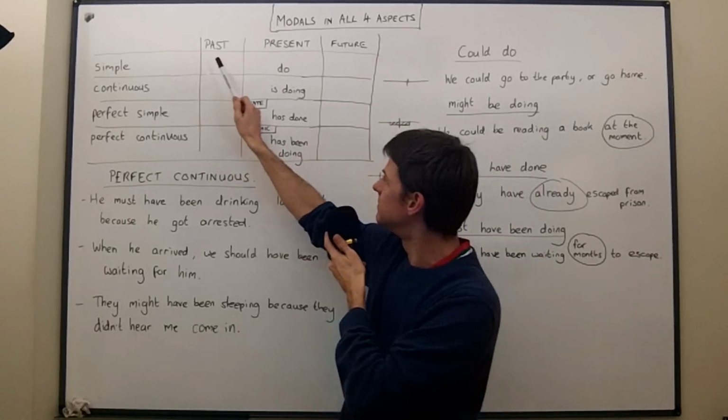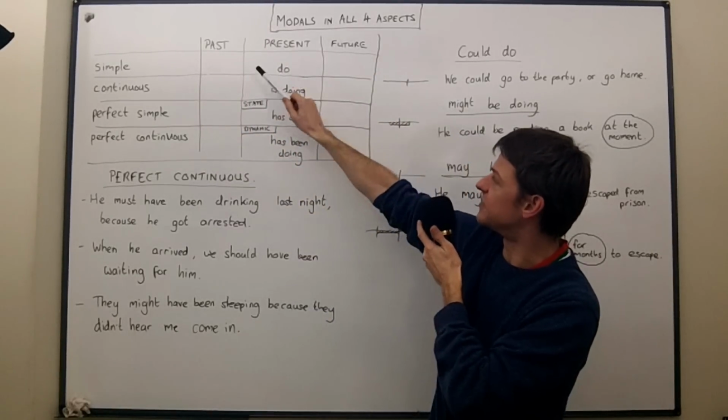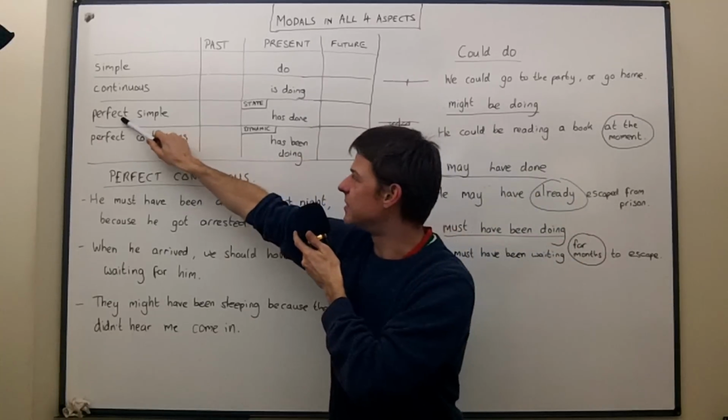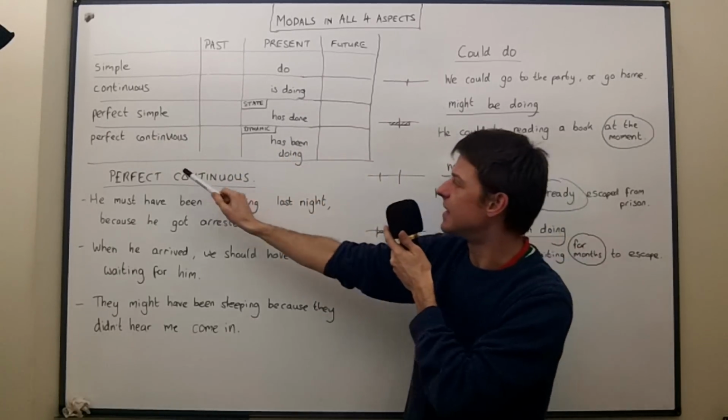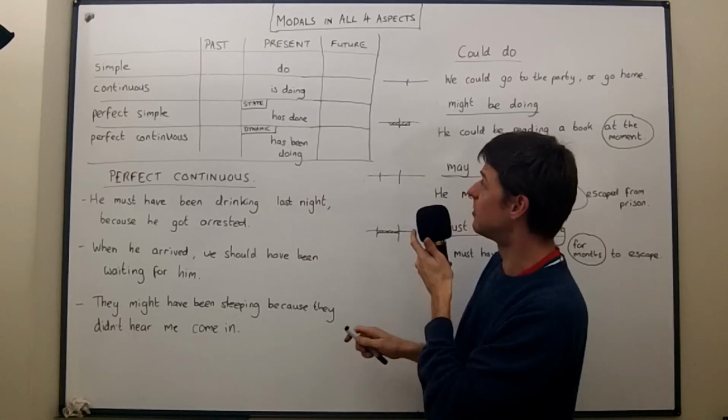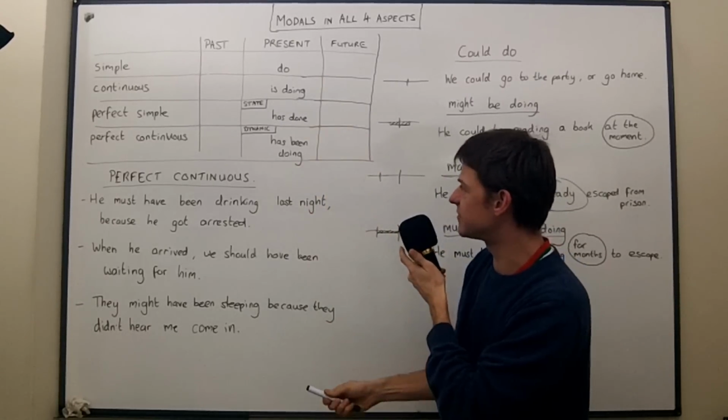There is simple. In present that would be present simple, do. There is continuous, is doing. There is perfect simple, has done. And there's perfect continuous, has been doing. Which makes our tenses quite complicated really, because we've got four just for present.